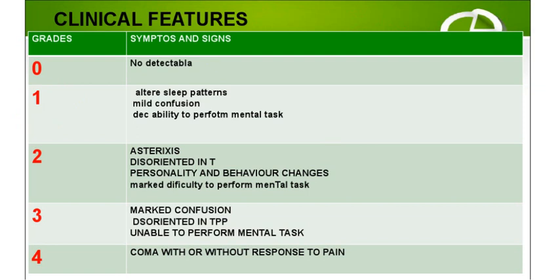Now the patient may be disoriented in time only. He will not be able to tell what time of day it is. There may be some personality and behavioral changes, and there is marked difficulty in performing the mental task.